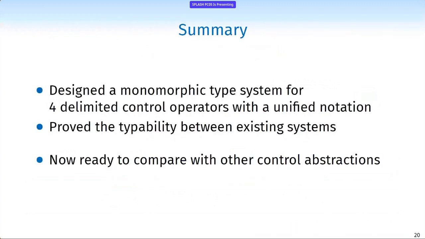Okay, to summarize, we designed a monomorphic type system with the four delimited control pairs in a unified notation. And we also proved the typability between the existing systems. So we think we are now ready to compare it with other control abstractions, such as effect handlers, as future work. Okay, so that's it. Thanks for listening.